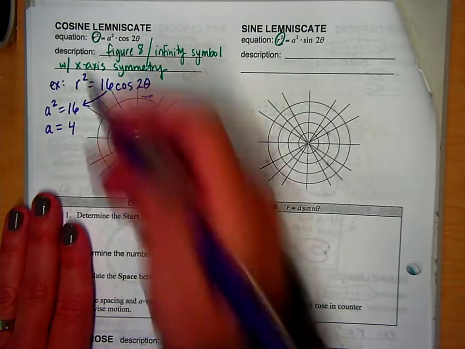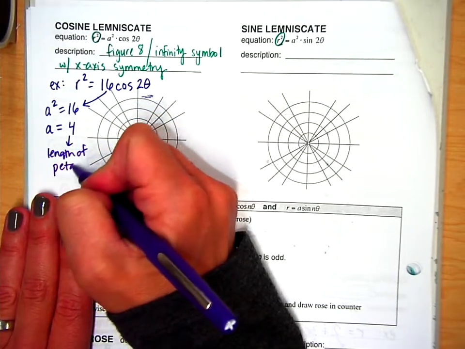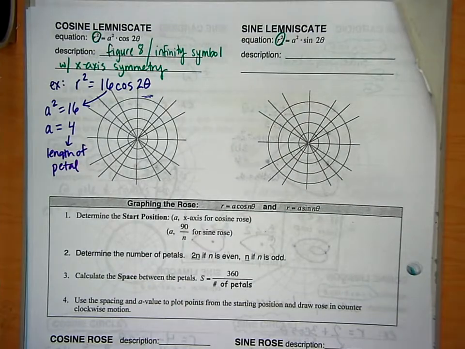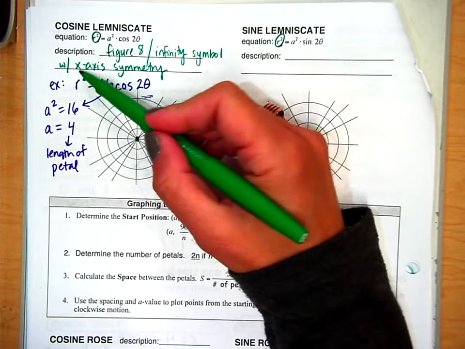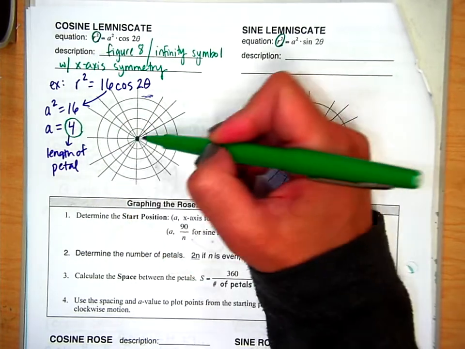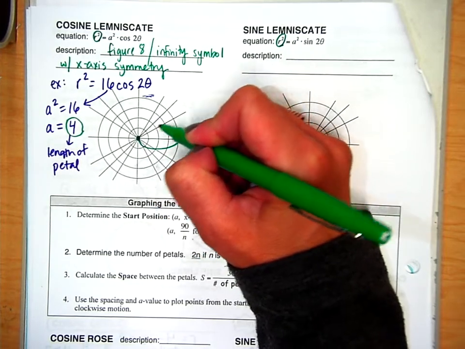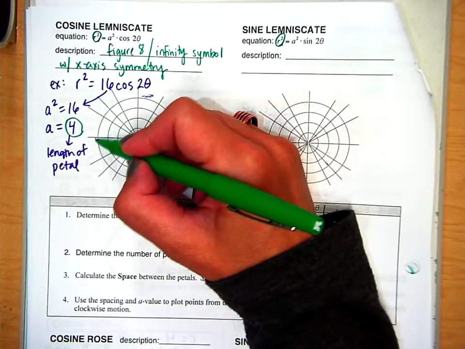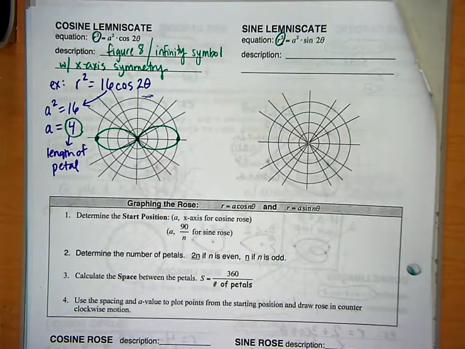In this equation, a represents the length of the petal. We call those the petals because kind of like a flower has petals or leaves have petals. That's what that looks like. So those are the petals. Okay, so let's see how this graph looks. You're going to start it at the pole. It's going to have x-axis symmetry, so it's going to go along the x-axis. Length of my petal is 4, so I go 1, 2, 3, 4. That's my first petal. And then I go the other direction, 1, 2, 3, 4. And there's my second petal. And that's it. That's my lemniscate.